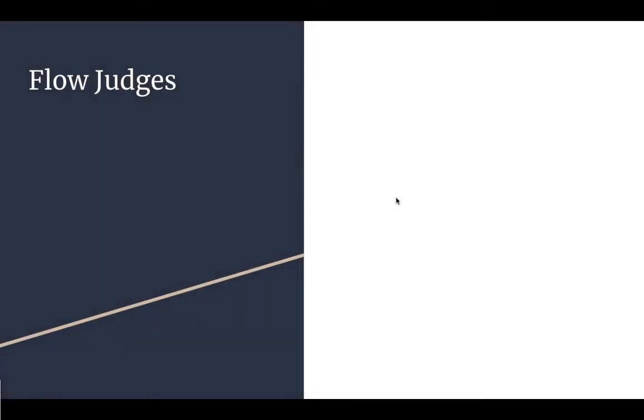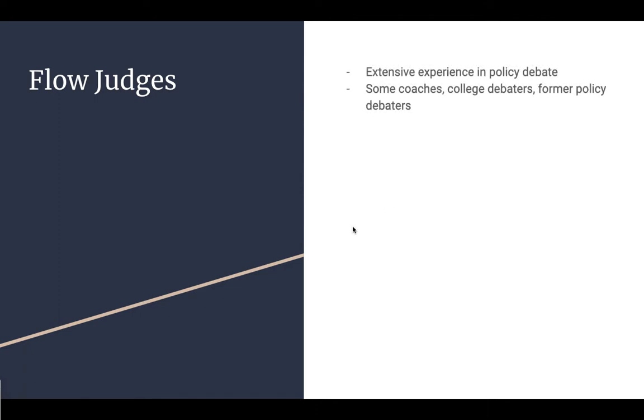So the second type of judge is the flow judge. Flow judges are what we are typically used to on the national circuit. They have extensive experience in policy debate. Examples of types of flow judges: some coaches are going to be flow judges, college debaters typically are flow judges, and former high school policy debaters are all flow judges, because they have a lot of experience in policy debate specifically. Now, you might get some judges that have experience in PUF or LD, but not much experience in policy. That's a different type of judge, and we'll touch on those later.